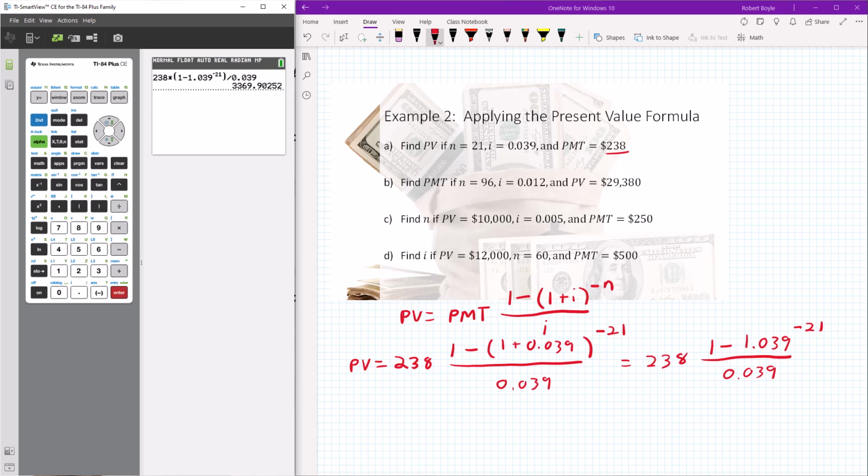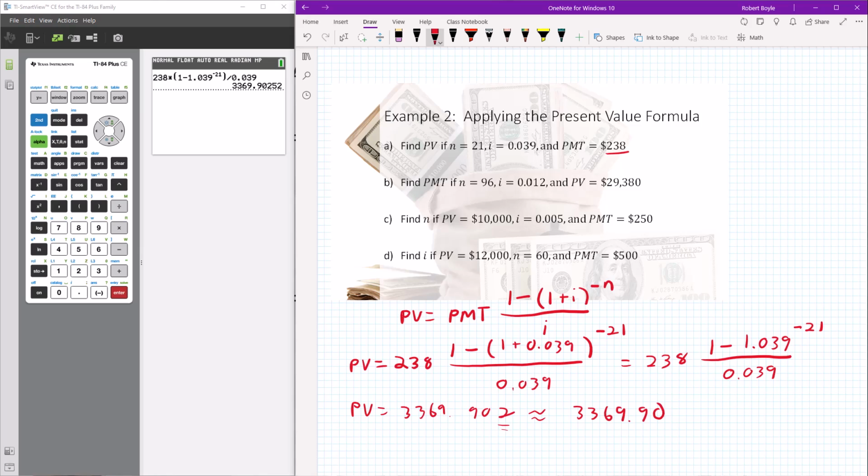And that is our present value. That tells us that the present value is equal to $3,369.902. Now we probably want this in dollars and cents, and the third digit is less than 5. So this will round to $3,369.90. Okay, so that's part A.